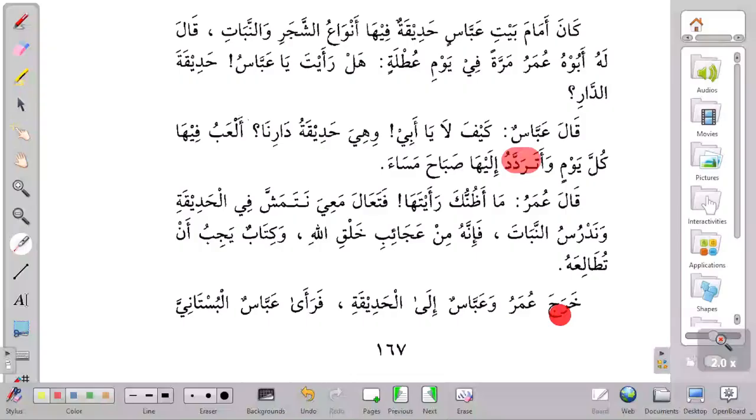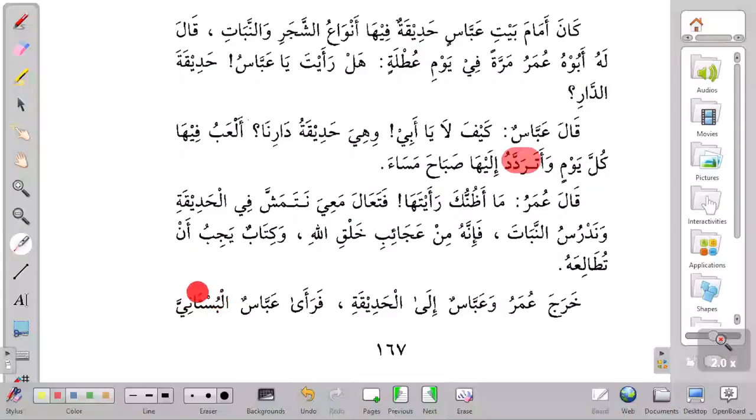Subhanallah. So he says that kharaja Umaru wa Abbasun ila al-hadiqa. Umar and then Abbas went out to the garden. Fara'a Abbasun al-bustaniya. And Abbas saw the bustaniya, the one who is in charge of the garden.